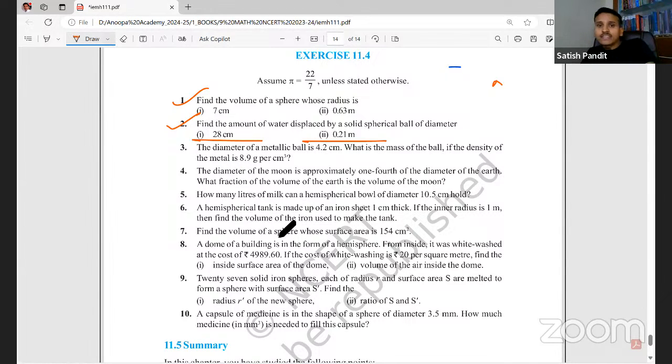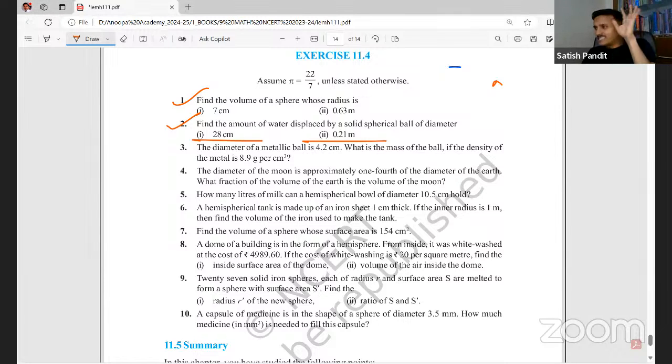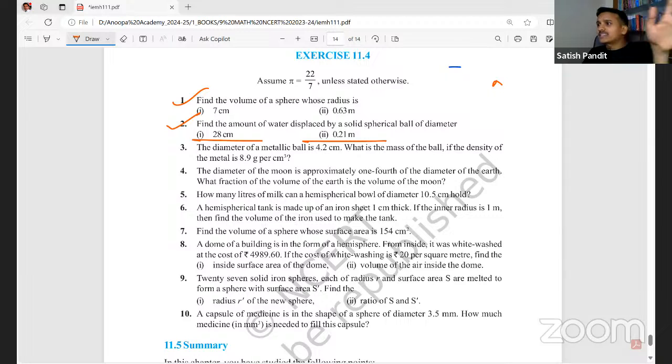Third question is also very easy, but I'll do it. Third question is also very, very easy, but still I'll do it. It's like finding the cost. Like when surface area and all were given, right? It's just like that. I'll show you.